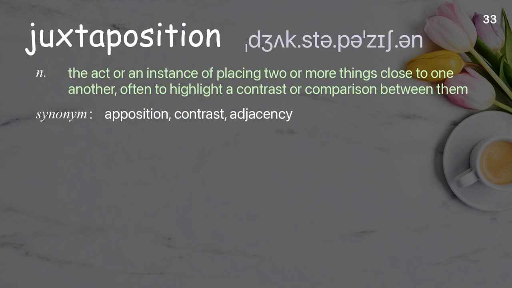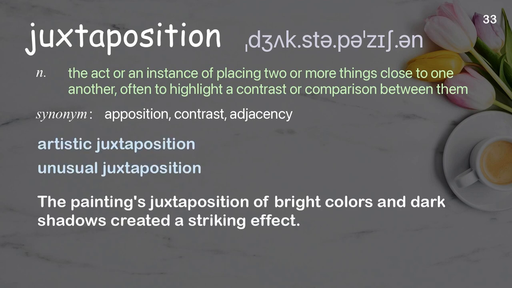Juxtaposition. The act or an instance of placing two or more things close to one another, often to highlight a contrast or comparison between them. Examples: artistic juxtaposition, unusual juxtaposition. The painting's juxtaposition of bright colors and dark shadows created a striking effect.